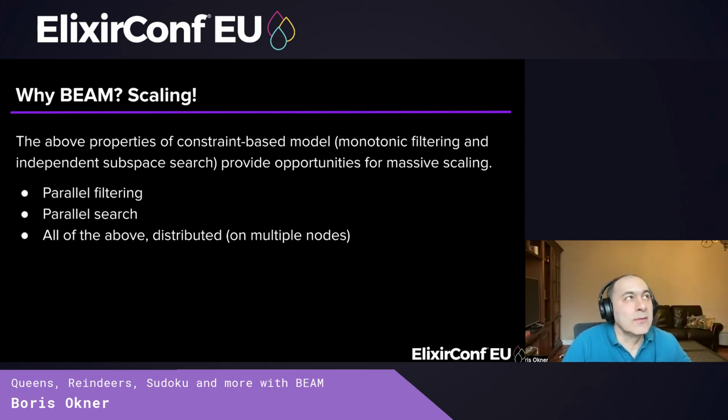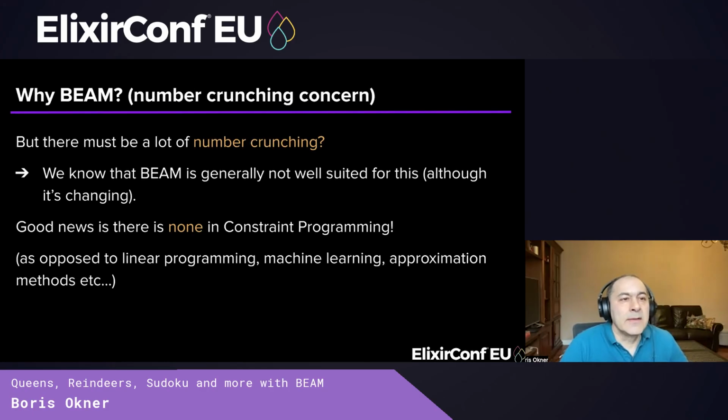So we can scale at will. We can do parallel filtering, we can do parallel search, we can do both of them, and we can do all of the above on multiple nodes, distributed solving. And another concern is how about number crunching, because we know that combinatorial problems are computationally heavy. Yes, that's true, but we don't do arithmetic there, almost never. So this is not a concern.